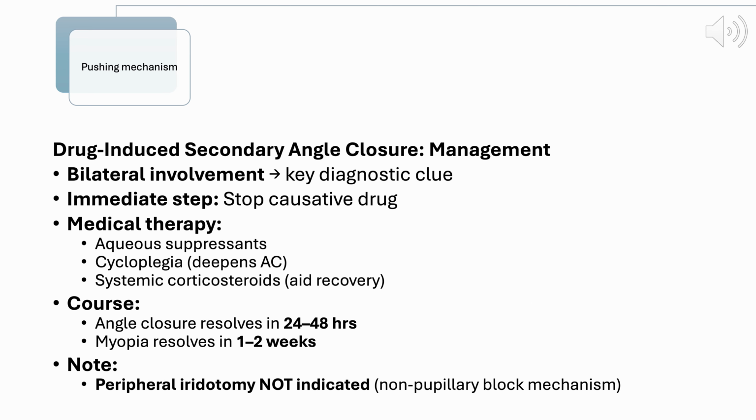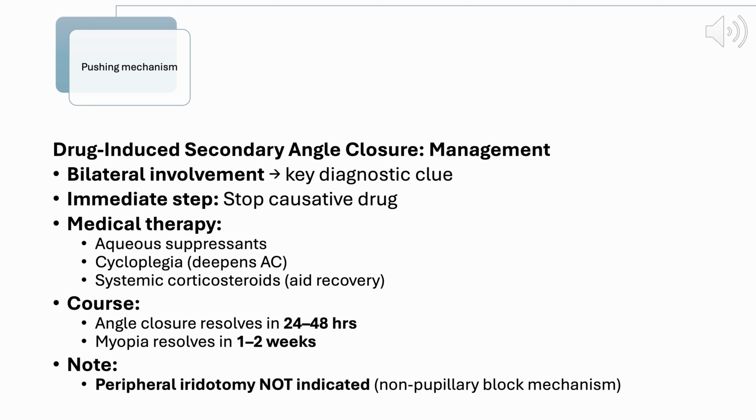A key diagnostic clue in drug-induced angle closure is that it is often bilateral, unlike most other forms of secondary angle closure. The very first step in management is to stop the causative drug. Medical therapy includes the use of aqueous suppressants to lower intraocular pressure, cycloplegia to deepen the anterior chamber, and systemic corticosteroids, which can help reduce inflammation and speed recovery. The course is usually favorable.